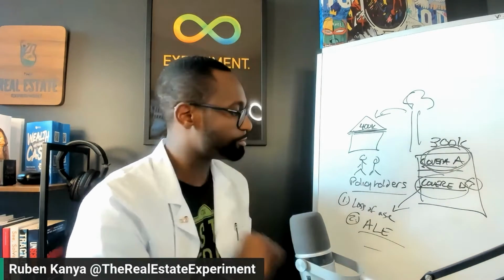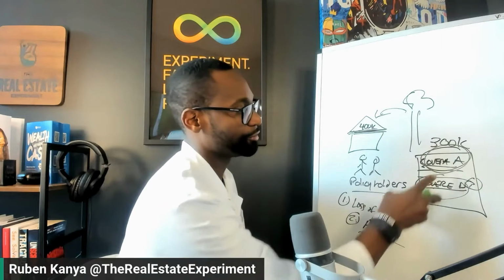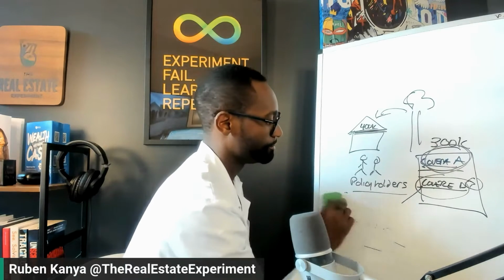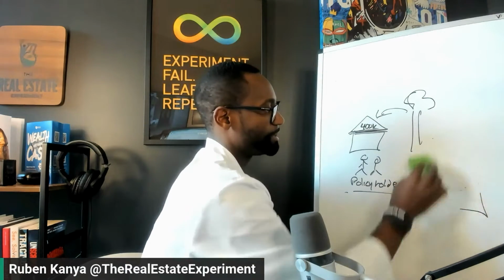Now I'm going to keep things super simple here, right? Because we talked about coverage A, which is the dwelling value, and we talked about coverage D. So how does it all come together? Just watch.